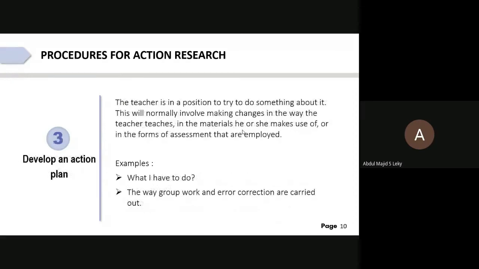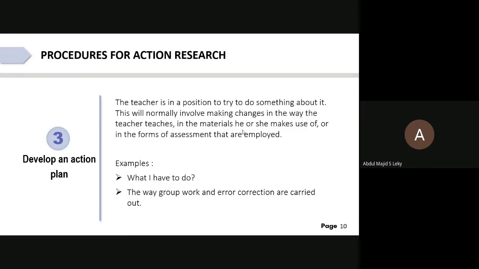Okay, and the next procedure is develop an action plan, and this is where we develop our plan to solve the problem. So the teacher is in a position to try to do something about it. This will normally involve making changes in the way the teacher teaches, in the materials he or she makes use of, or in the forms of assessment that are employed. So when it comes to developing an action plan, a teacher might directly make changes in the classroom related to the way he or she teaches, the material he or she uses, or the form of assessment.